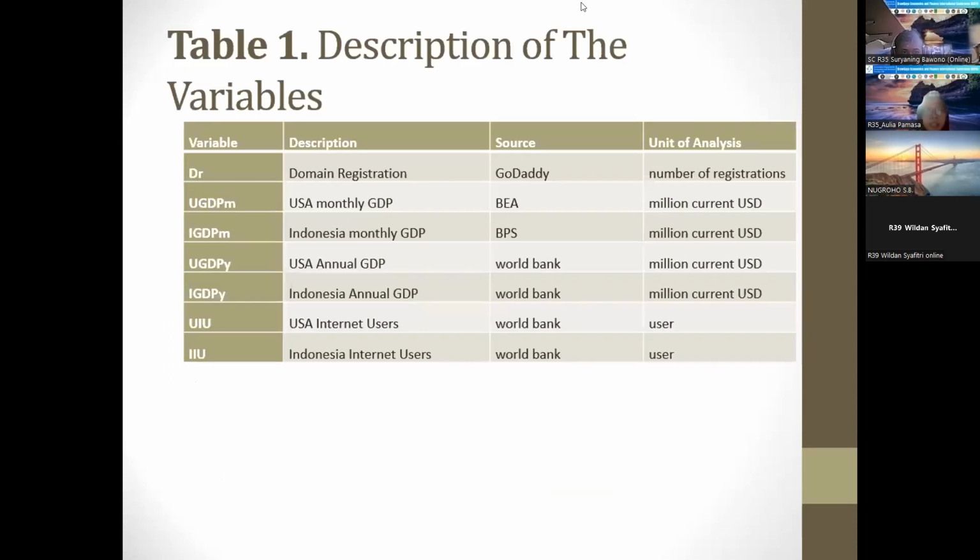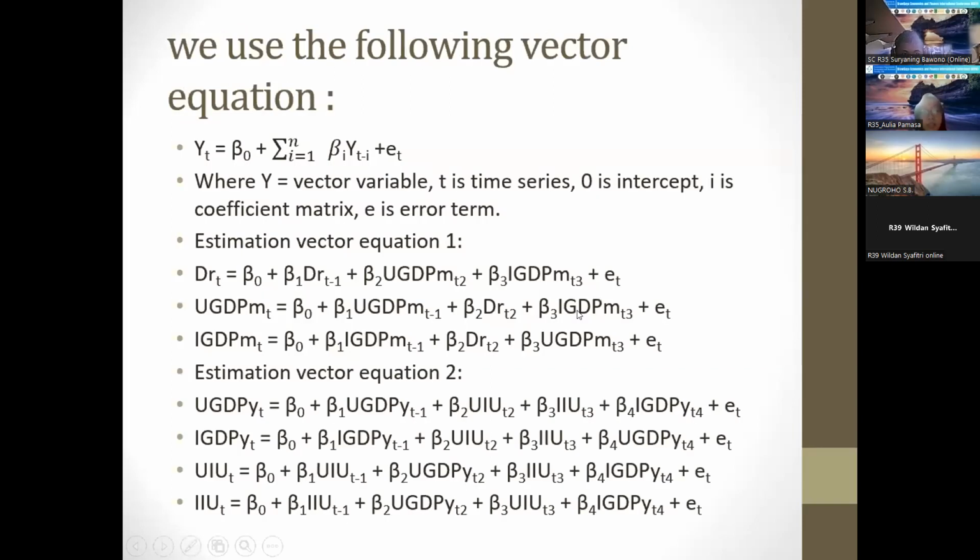And here, table 1 is presenting the description of the variables. There are domain registration, and then USA monthly GDP, Indonesian monthly GDP, USA annual GDP, Indonesian annual GDP, USA internet users, and Indonesia internet users. And then we use the following VAR equation, where y is the variable and t is the time series, alpha 0 is the intercept, and so on.